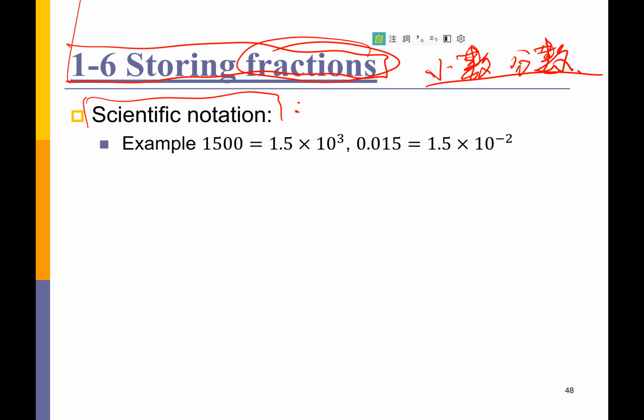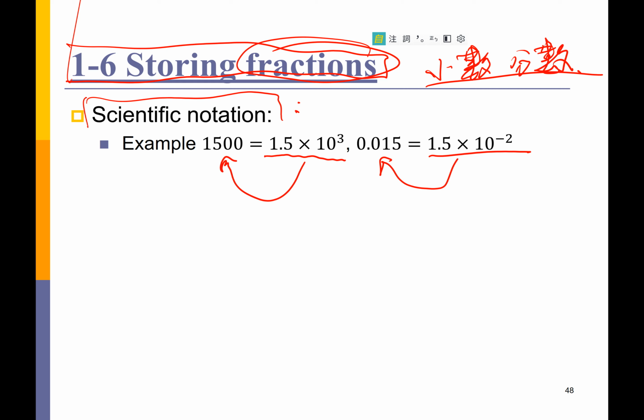So 1,500 in scientific notation, we can write 1.5 times 10 to the power of 3. I guess everybody knows how it works, okay? So it does not require me to explain too much about this. And 0.015 is 1.5 times 10 to the power of negative 2, okay? So this is the scientific notation for this guy, and this is the scientific notation for this guy.